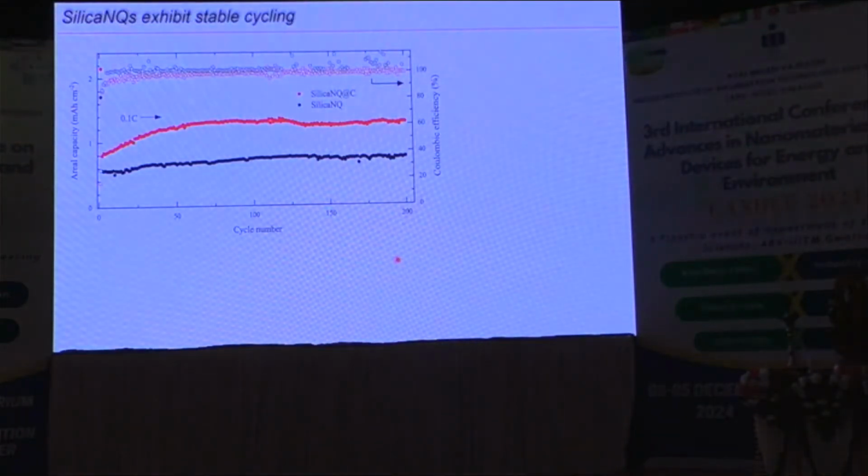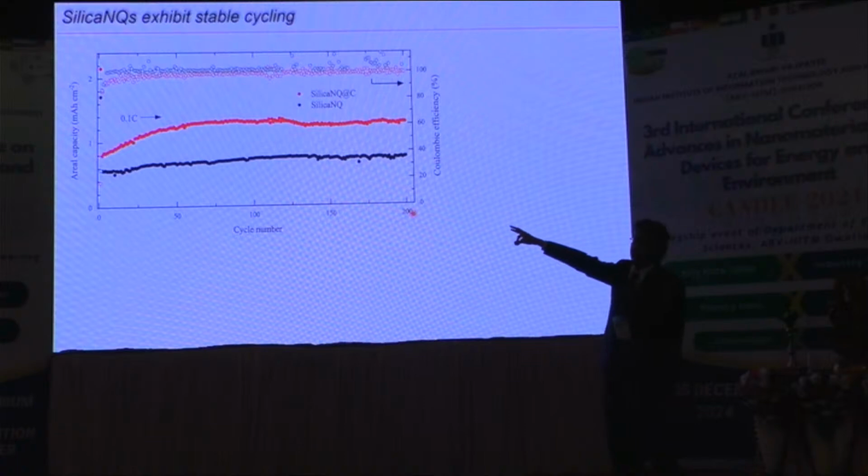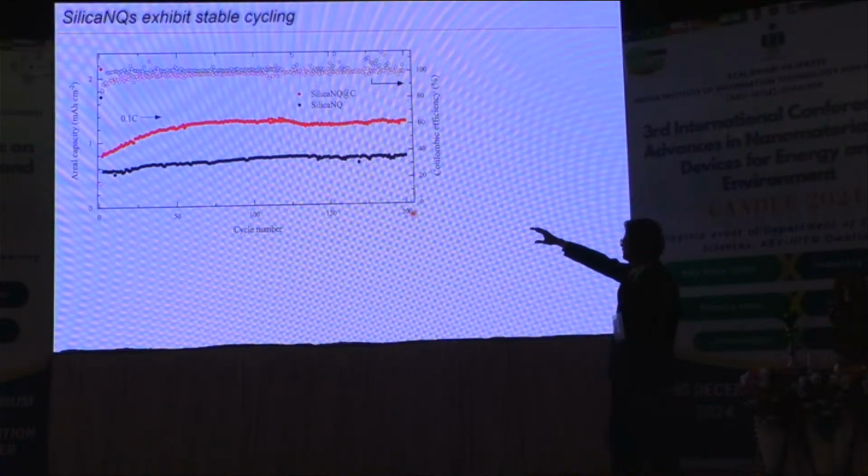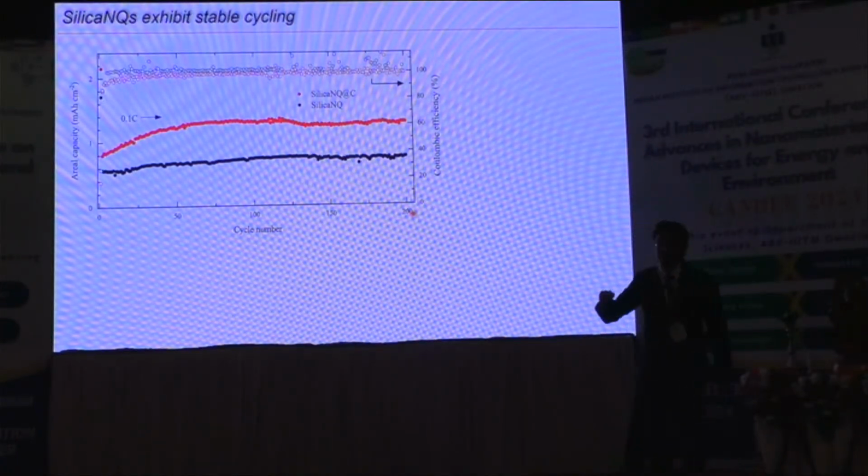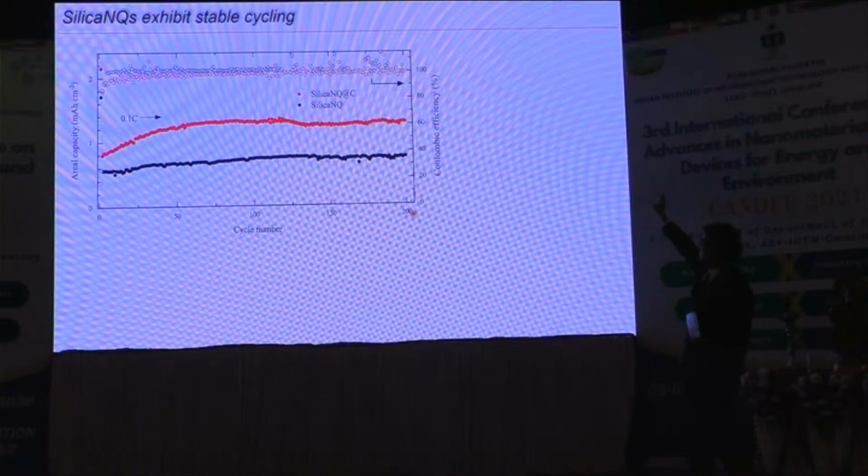And here is an example of that. So this is silica before the Mg reduction, and you see we have gone up to 200 cycles with a fairly stable capacity. Here it is plotted as areal capacity rather than gravimetric capacity, but the point here is stable cycling of the battery. Coulombic efficiency is close to 100%, which is what we want.